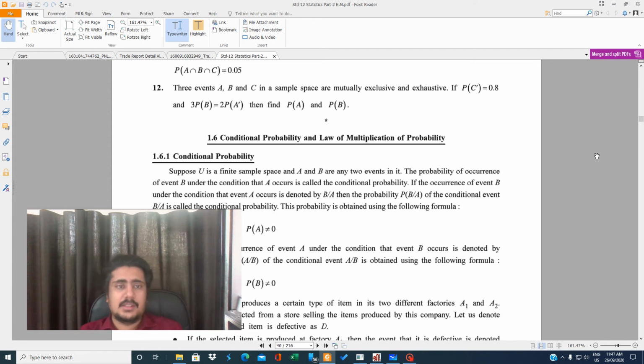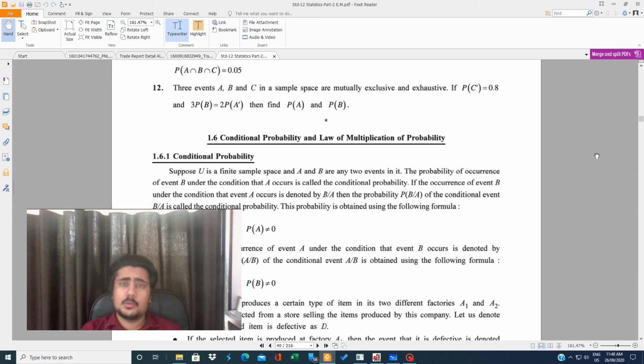What this question says: three events A, B, C in the sample space are mutually exclusive and exhaustive. If P of C dash is 0.8 and 3P of B is 2P of A dash, then find A and B. You are having three events A, B, C.